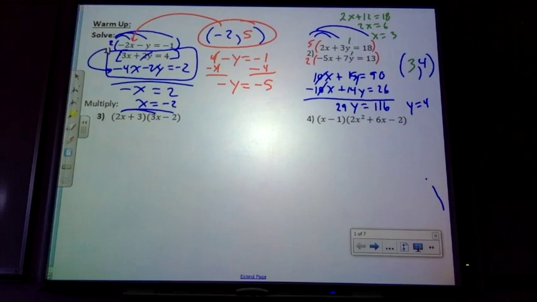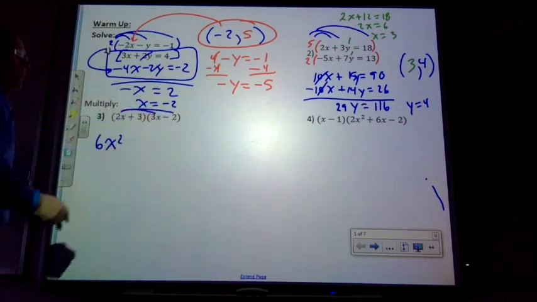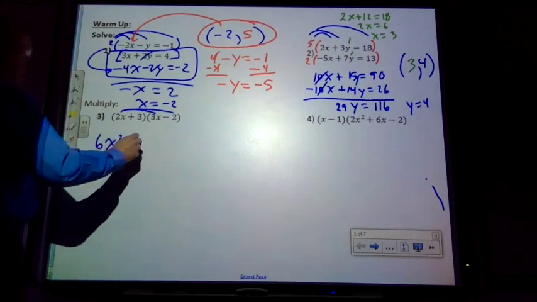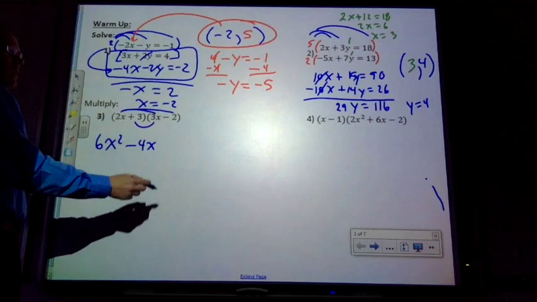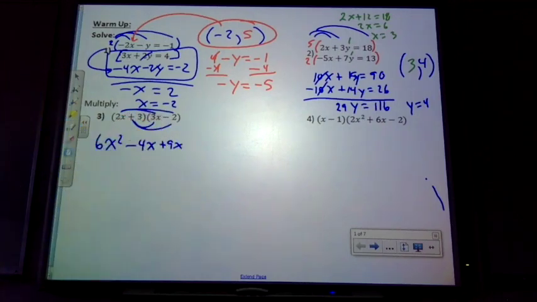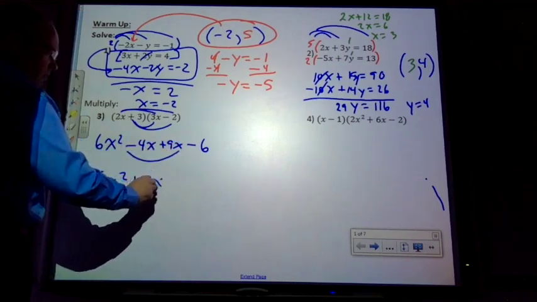X squared. Right? So I get 6x squared. And then 2x times negative 2 is what? Gabe? X. Good, I love it. All right. Andrew, 3 times 3x is? 9x, and then Andrew, 3 times negative 2 is? Negative 6. Andrew, do I have any like terms right now? What is that? There we go, both of those. So I get 6x squared plus 5x minus 6.